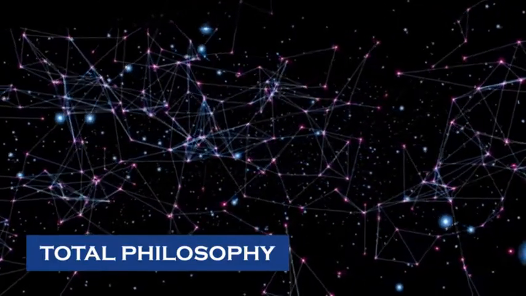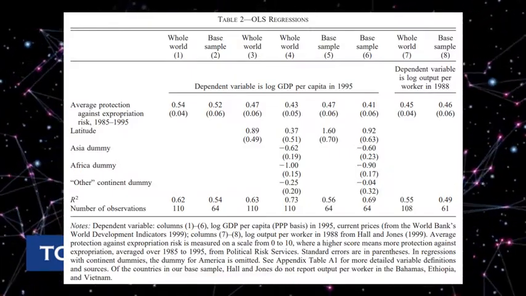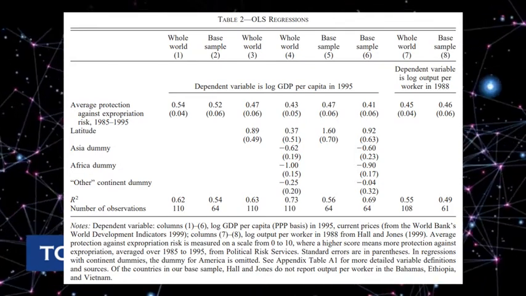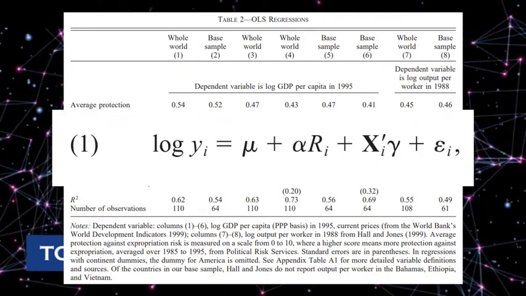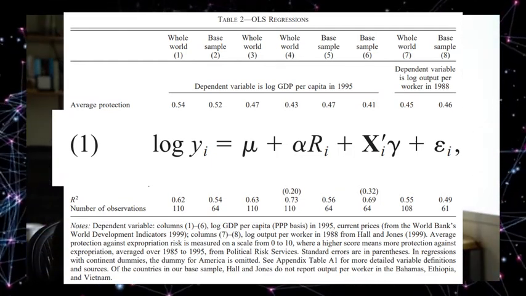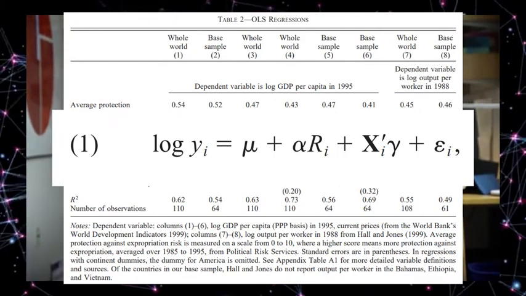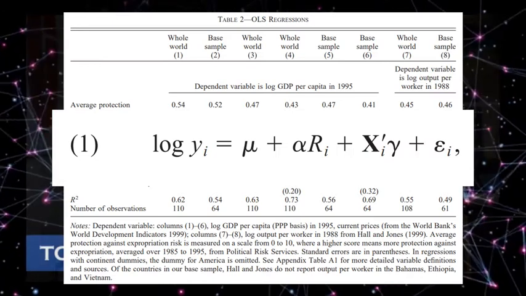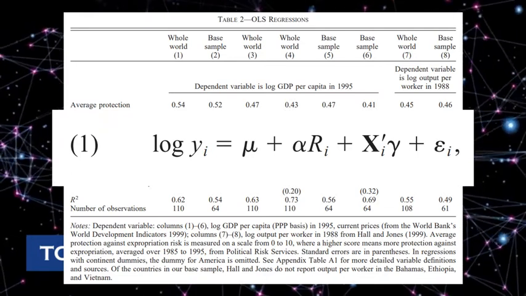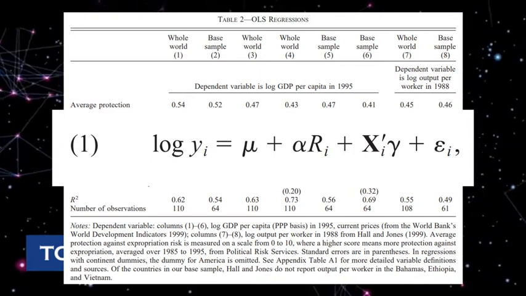Subsection B. Ordinary least squares regressions. Table 2 reports ordinary least squares, OLS, regressions of log per capita income on the protection against expropriation variable in a variety of samples. The linear regressions are for the equation log y_i equals mu plus alpha r_i plus x_i gamma plus epsilon_i, where y_i is income per capita in country i, r_i is the protection against expropriation measure, x_i is a vector of other covariates, and epsilon_i is a random error term. The coefficient of interest throughout the paper is alpha, the effect of institutions on income per capita.